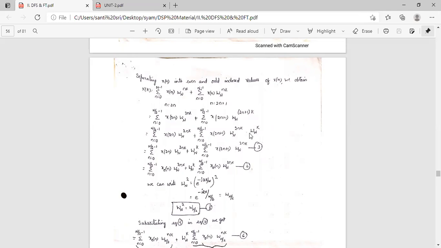Okay, this W_N^k can be extracted outside, into summation n equal to 0 to N/2 minus 1 of x(2n+1) W_N^(2nk). That is equation number 3. Right, so we can write this as summation n equal to 0 to N/2 minus 1 of x_e(n). X of 2n is nothing but x_e(n).